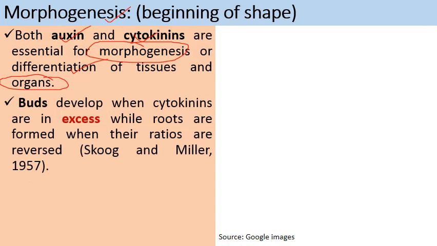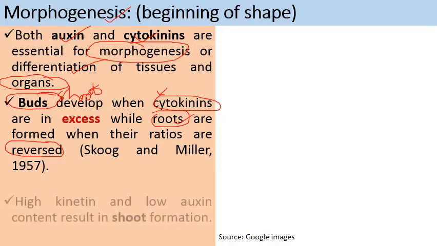In case of tissue culture, when cytokinin concentration is more as compared to auxin, then buds are found, especially shoot buds. Shoot buds are found when the concentration of cytokinin is greater than auxin, while roots are found when their ratio is reversed. It means when the concentration of auxin is more as compared to cytokinin, then roots will be found. This was first observed by Skoog and Miller.